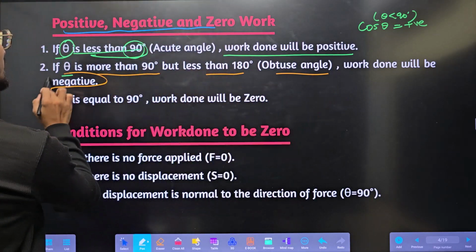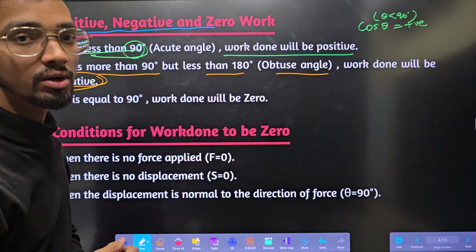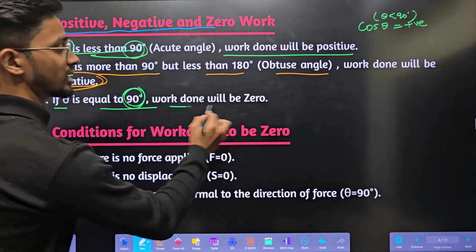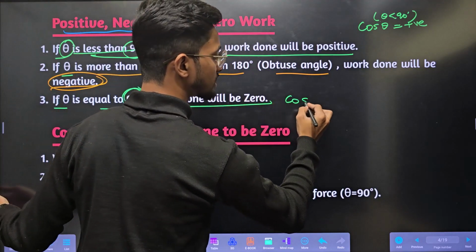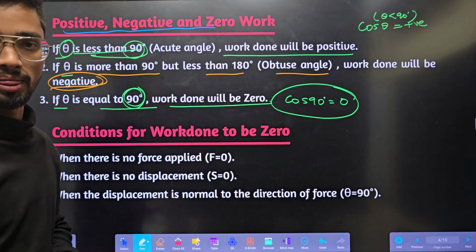If the angle is more than 90 degrees, that is an obtuse angle, work done will be negative, because cos theta becomes negative in the second quadrant. If theta is equal to 90 degrees, work done will be 0, because cos 90 degrees is 0. Okay, cos 90 is how much?